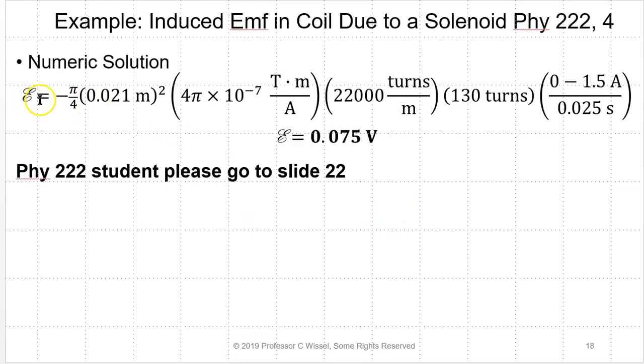Okay, so then we start plugging numbers in now. The EMF is minus pi over 4 times 0.021 meters quantity squared, times mu naught, which is 4 pi times 10 to the minus 7 tesla meter per amp, times our 22,000 turns per meter, times 130 turns, times the rate of current change, which is minus 1.5 amps divided by 0.025 seconds. It ends up being an EMF of 75 millivolts. Now, if you're a Physics 222 student, please go to slide 22.